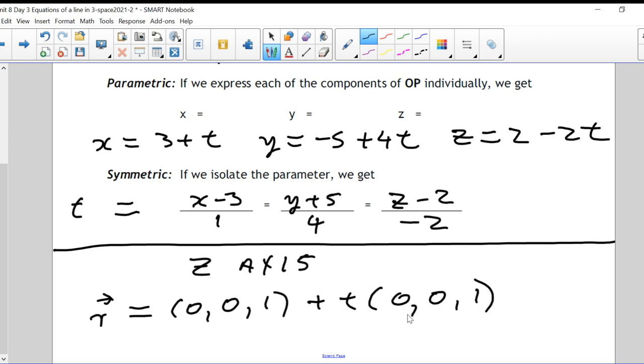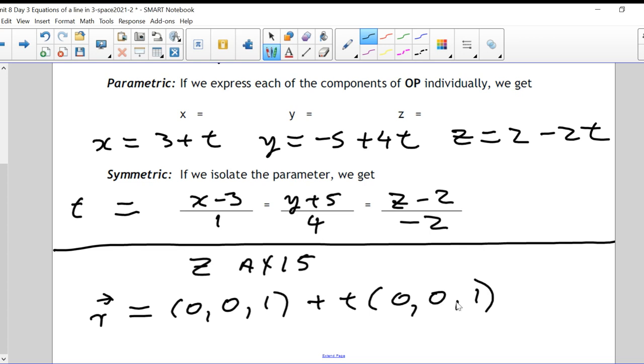Just think of the z-axis. It's just a line that's going straight up along the z-axis. It's not going along the x-axis. It's not going along the y-axis at all. So it has zeros in both of these positions right here. And it's just this. So it's just t times 0, 0, 1. Do you see what we're saying there?